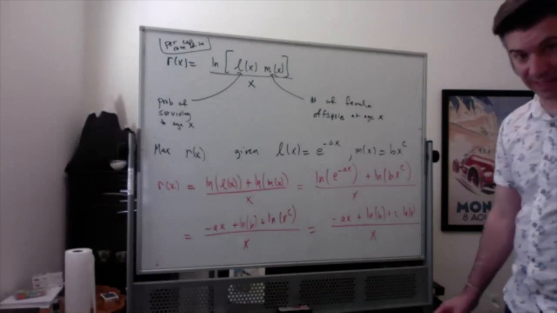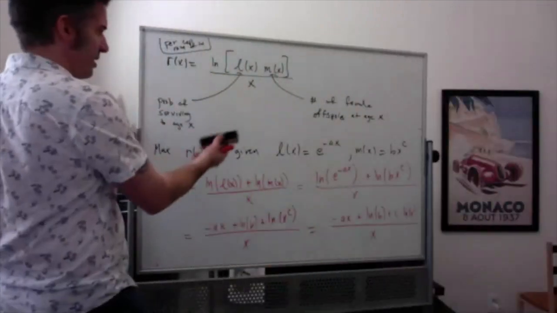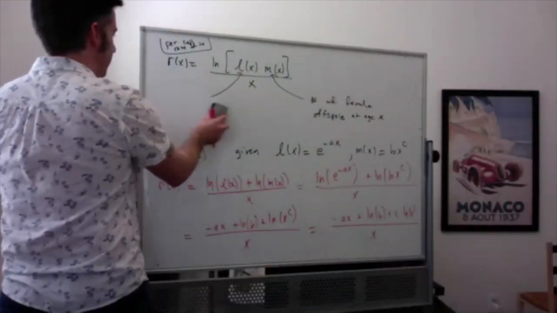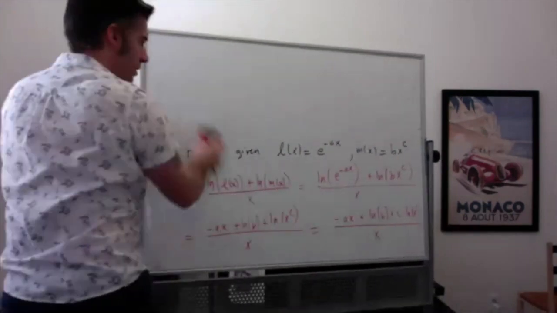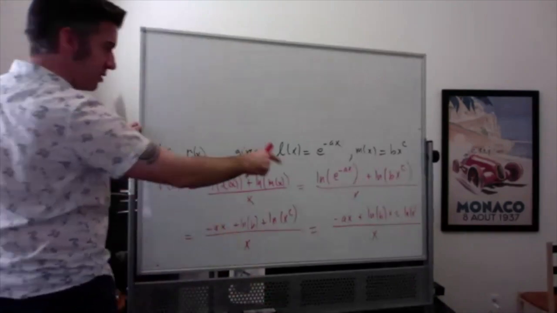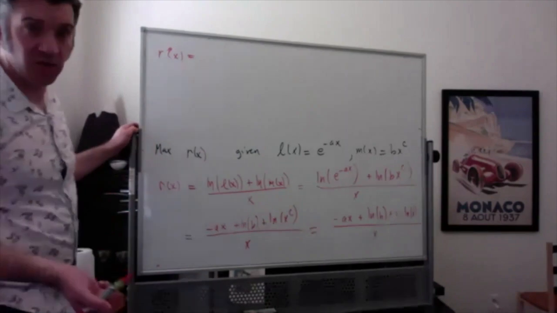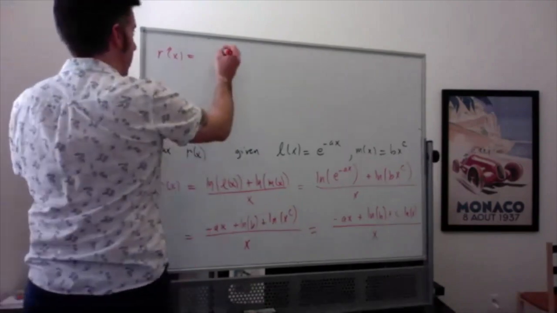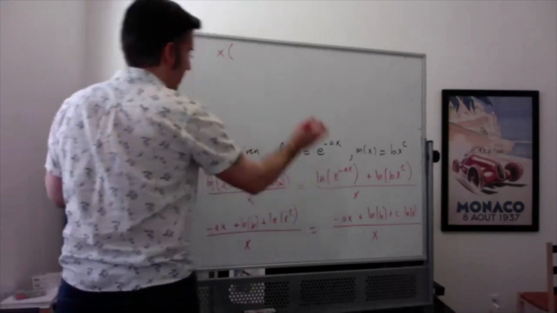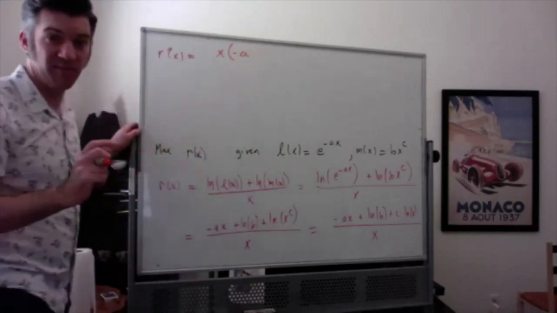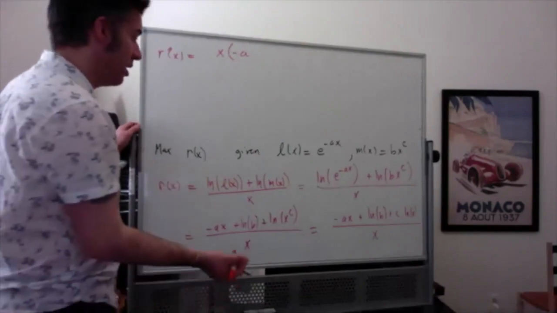All right, let's differentiate this thing. I think I can erase this up here. It seems not too bad. Okay, so I'm going to take the derivative of that, r prime. I am going to use the quotient rule. It's going to be the bottom times the derivative of the top. The derivative of negative ax is negative a, right? Because a and b are both constants, and c, right?